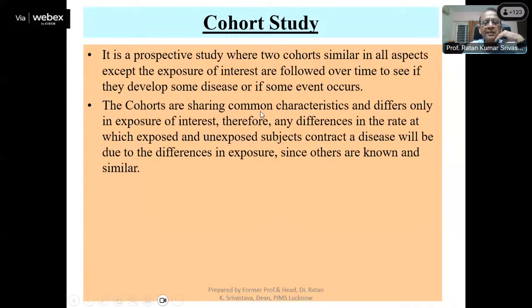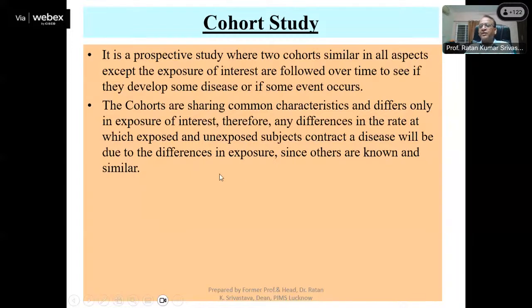The cohorts are sharing common characteristics. What is a cohort? A cohort is a group of people sharing common characteristics, differing only in exposure of interest. Like common characteristics, those who are all males, those who are in the 20 to 25-year age group, so we can call it a cohort. All from an urban area, all from a rural area, that is one cohort. All are smokers, they will make one cohort. The smokers are exposed. Another, non-smokers, we call unexposed subjects.